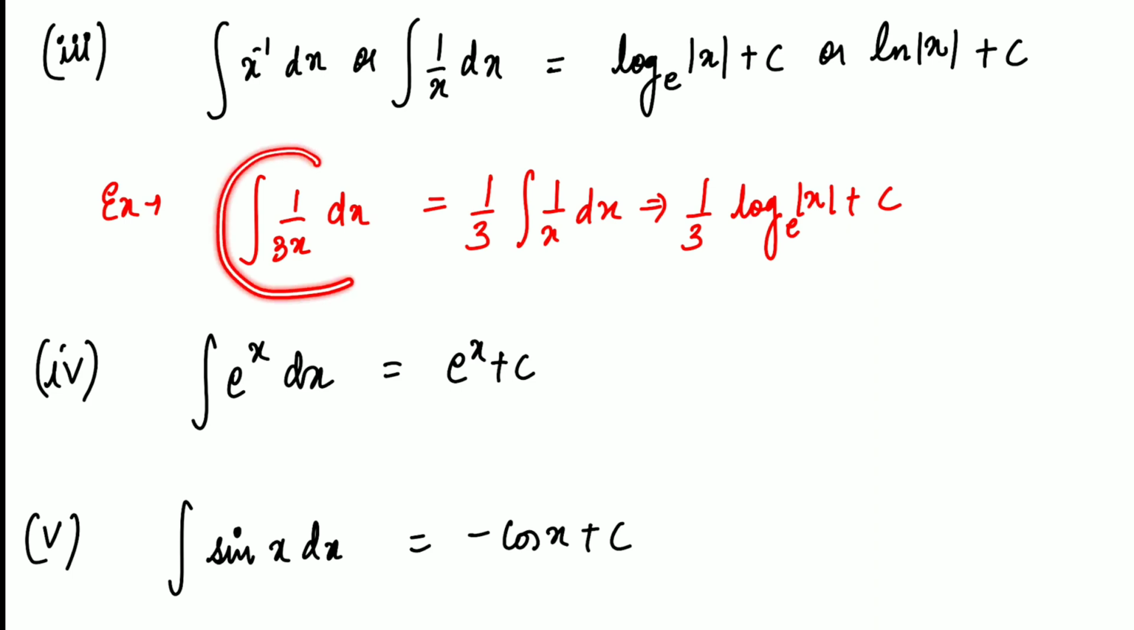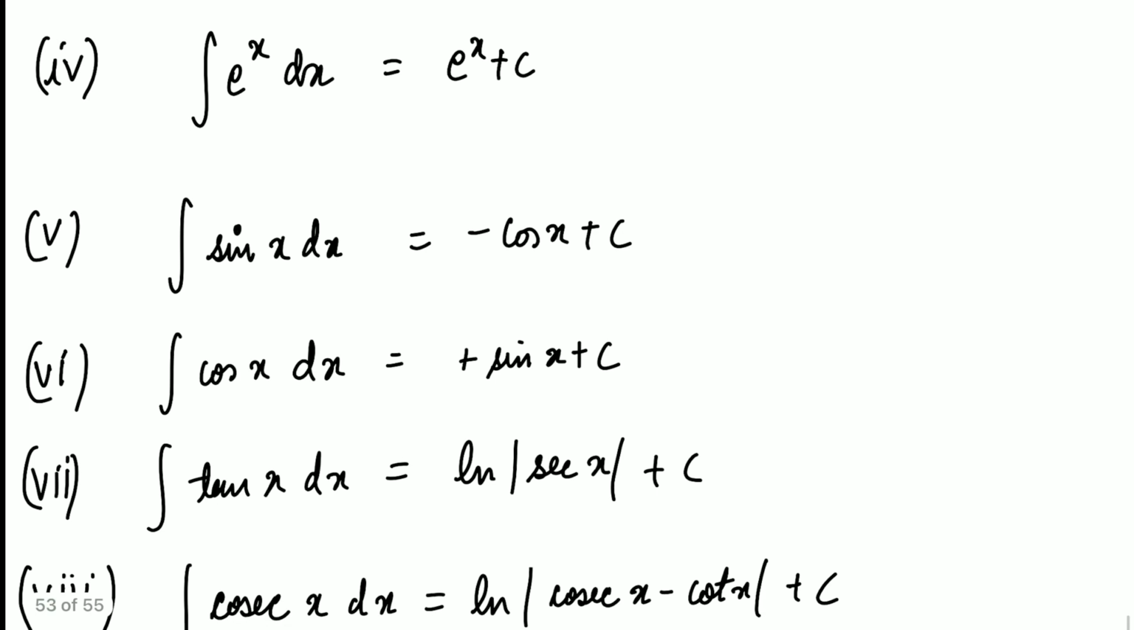For example, if you have 1 upon 3x, then 1 upon 3 is the constant which will come out of your integration. You're left with 1 upon x, so the answer is 1 upon 3 times log base e x plus c. Is that a yes or no? I hope it is clear. Okay, let's move. Next one, integration of e to the power x dx.